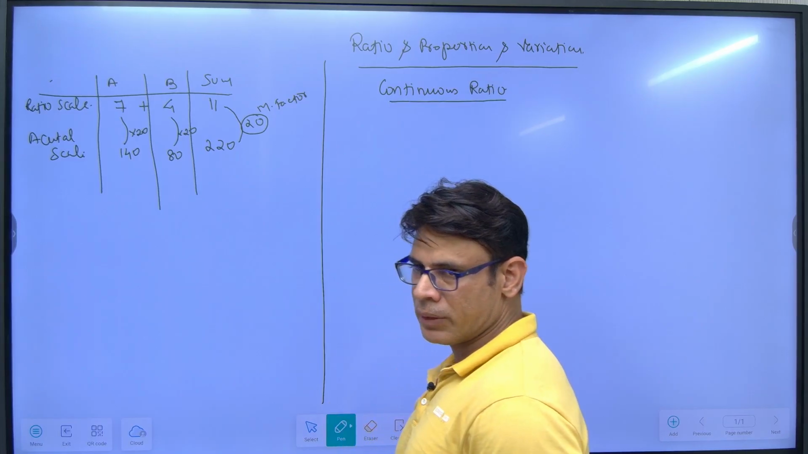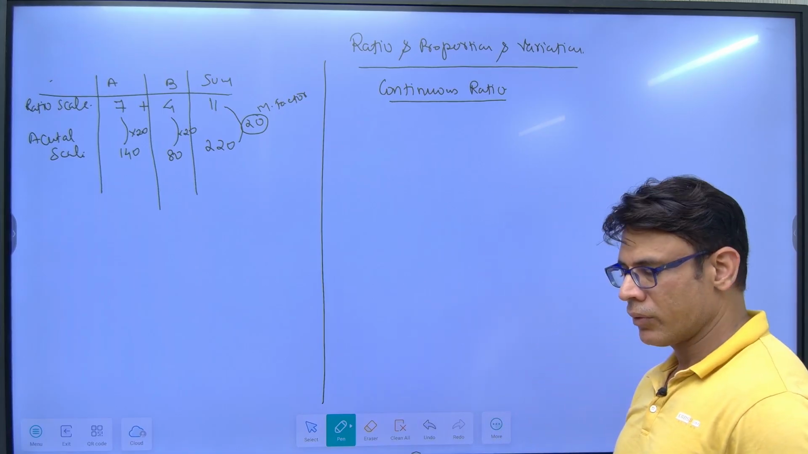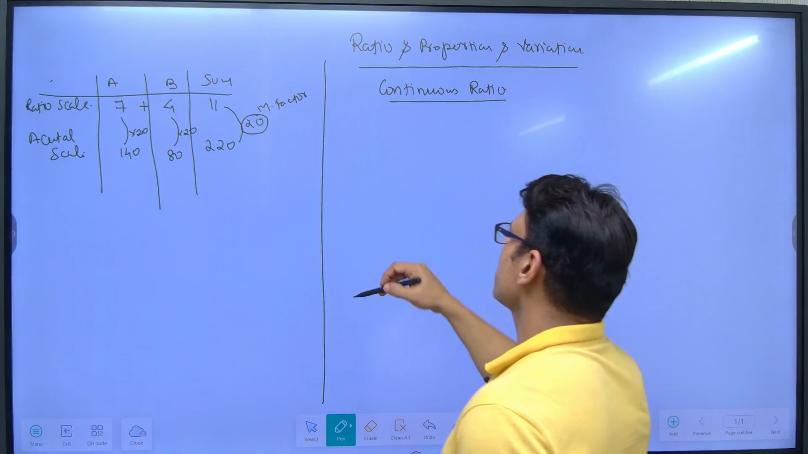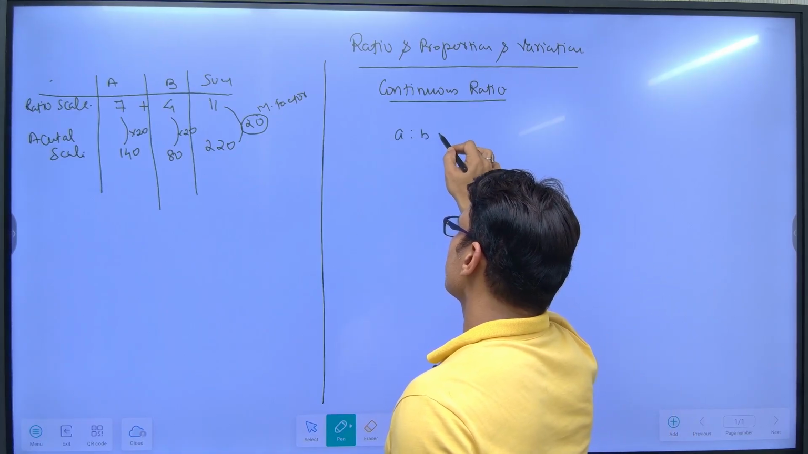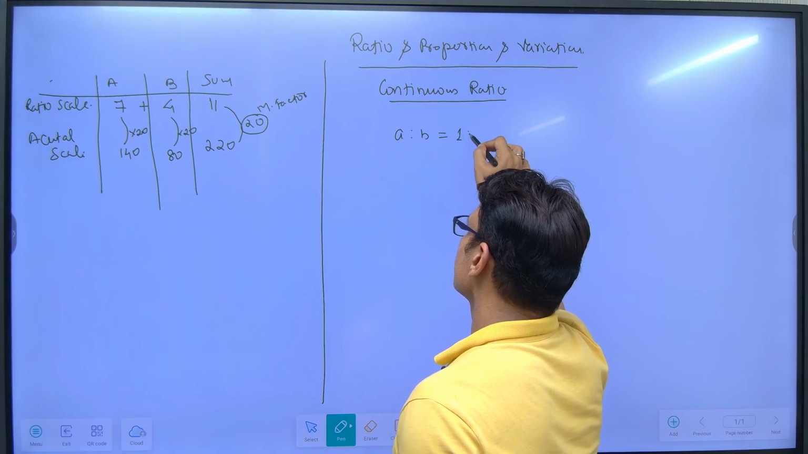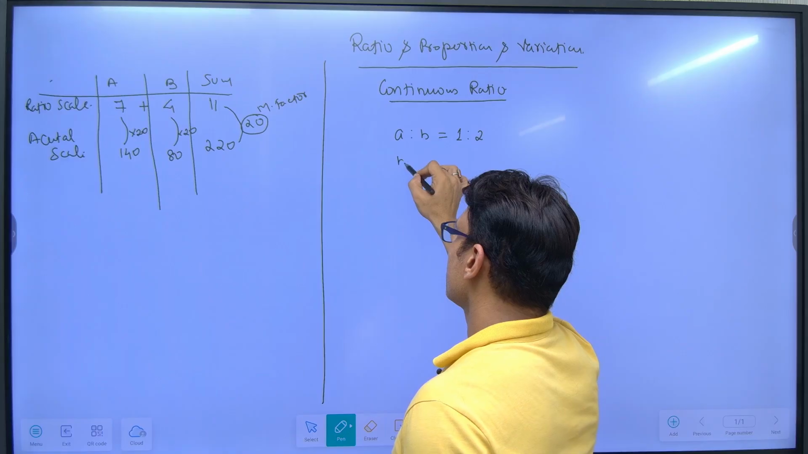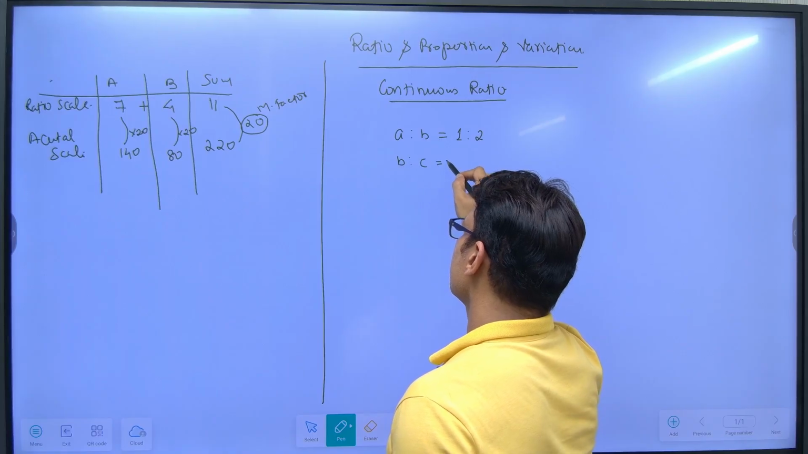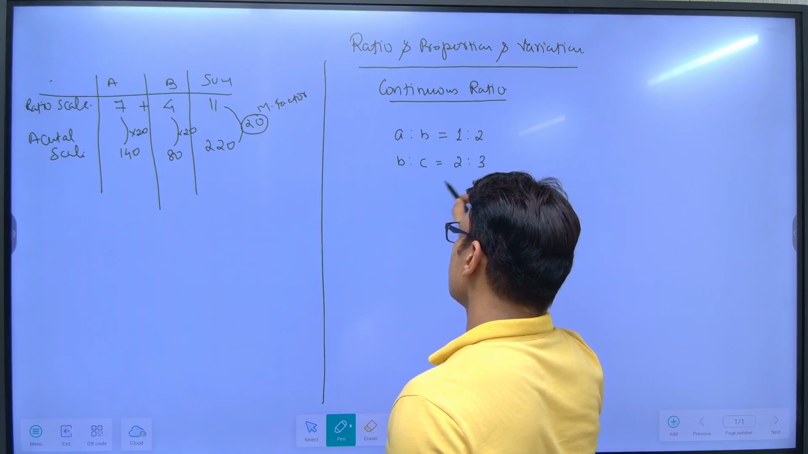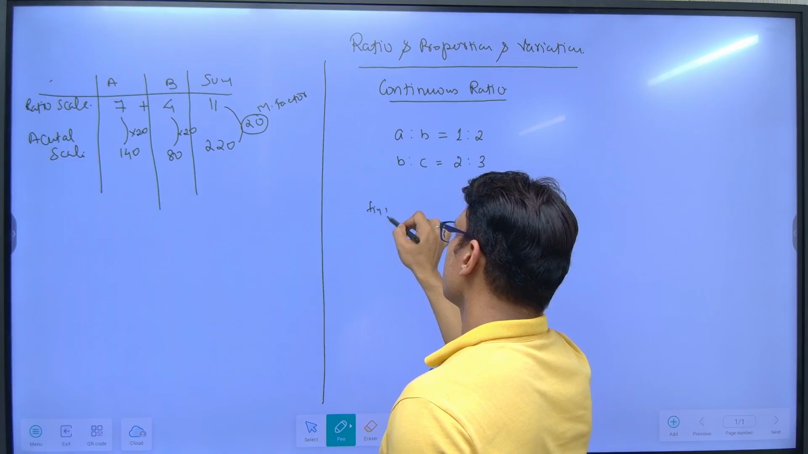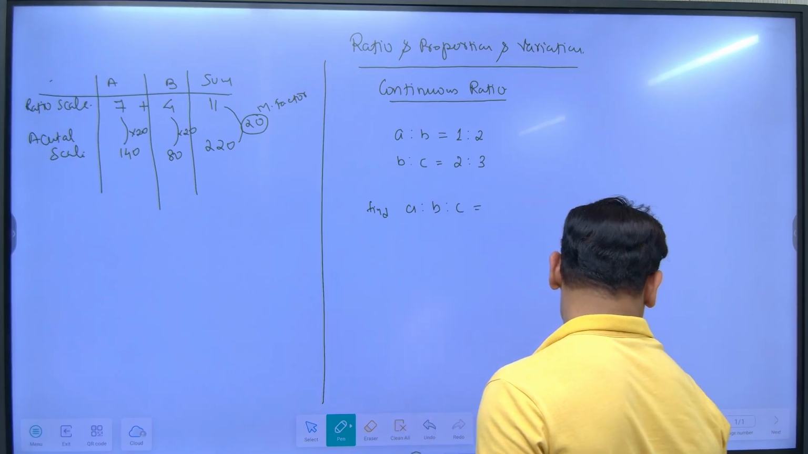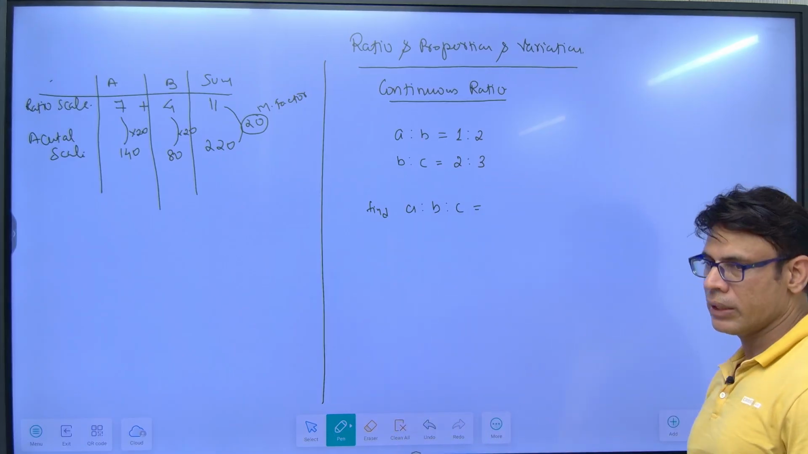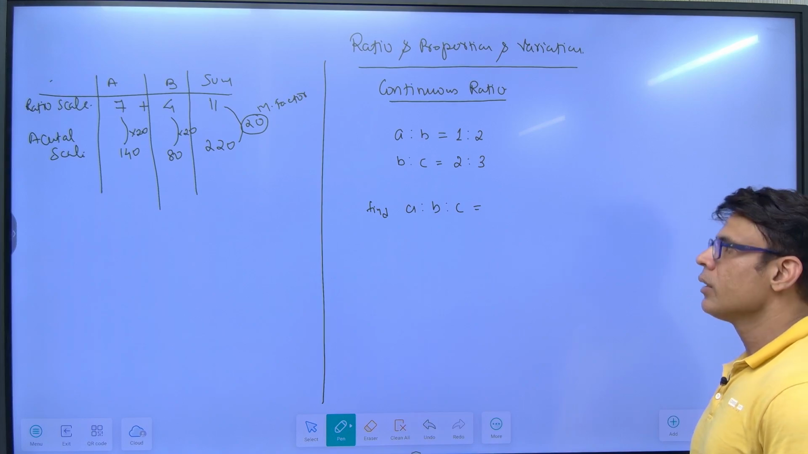So I'll take an example, a simple example, then one complex, two or three complex examples. Complex means slightly difficult. Suppose it is given that there are two numbers A and B in the ratio 1:2, and then B and C in the ratio 2:3. Then find A:B:C.